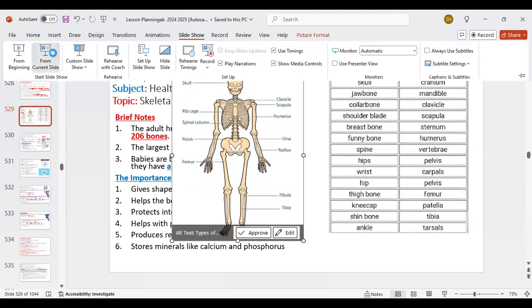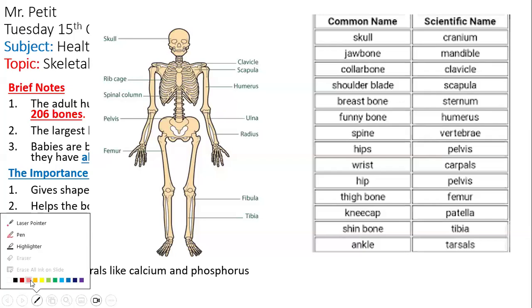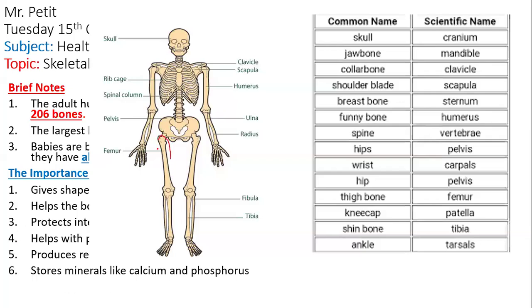This right here, we call this the femur. This is the femur, but the scientific name for it is what? The common name for the femur is what? Thigh bone. And then you have the shin bone, which we call the tibia. That's the shin bone, the tibia, right? And then you have the spine, which is the vertebrae.